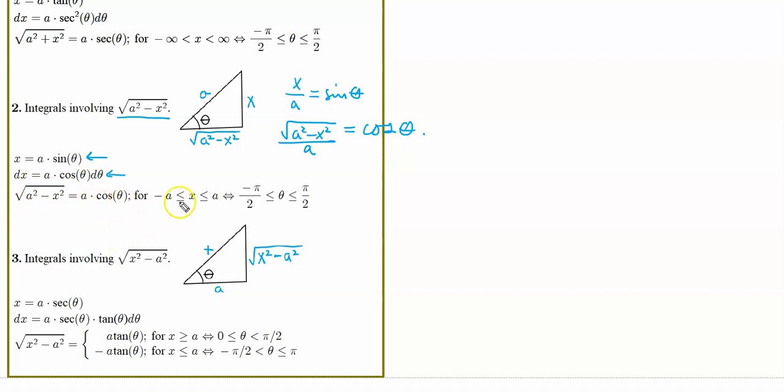All right? And that, of course, will be for x between negative a and positive a. You see, what's underneath the square root here has to be positive. So that means if we set a squared minus x squared greater than or equal to 0, that means that x has to be between negative a and positive a.